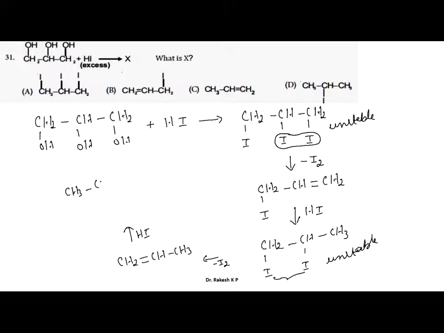So here we got isopropyl iodide. That means addition according to the Markovnikov rule: the negative part is added to the carbon having fewer hydrogens. Hence we got this isopropyl iodide, or 2-iodopropane. Hence the final product X is, the option is D. The option is D.